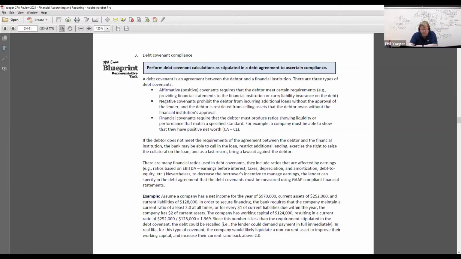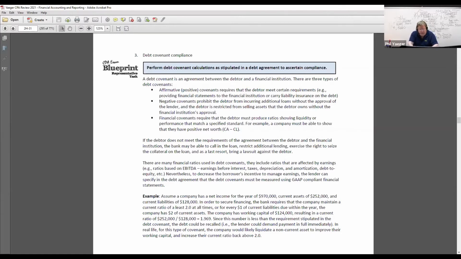Now, if the debtor doesn't meet the requirements of the agreement between the debtor and the financial institution, the bank may be able to call in the loan, prevent any additional lending, exercise the right to seize the collateral on the loan, and as a last resort, bring a lawsuit against the debtor. This is nasty, isn't it?